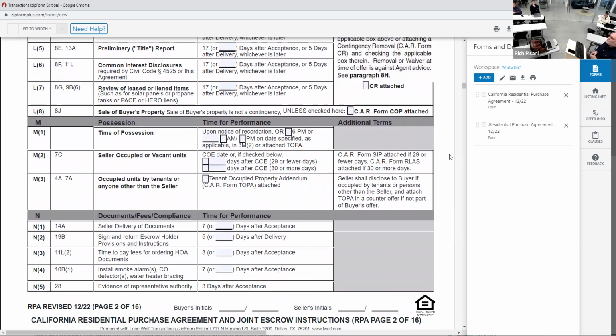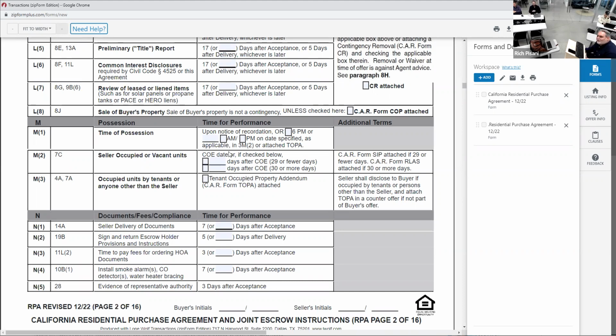Time of possession. It used to be 6 o'clock on the date of recording. Well, they've changed it to upon notice of recording, because most listing agents, once it's recorded, then hey, it's yours. You might as well take the keys. But previously, when it was a contentious transaction, those agents would probably say, according to the contract, it's 6 o'clock. I'm not handing over the keys until 6 o'clock. So now it's at the time of recordation.